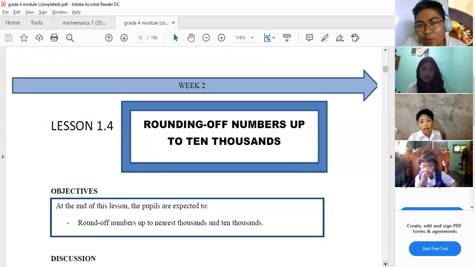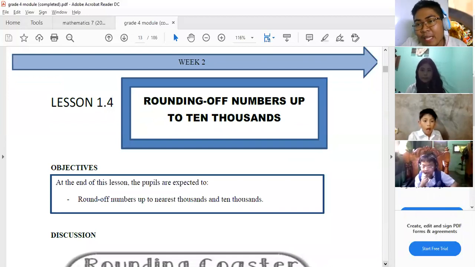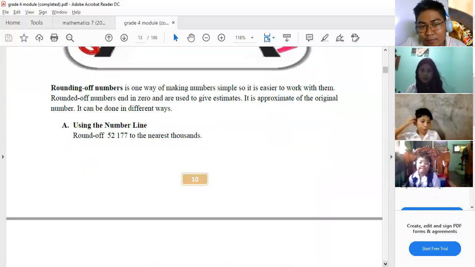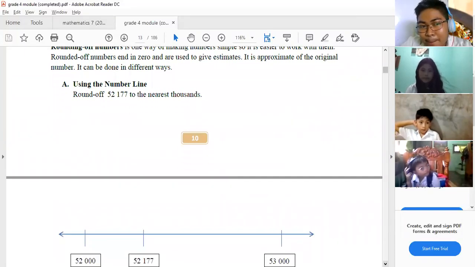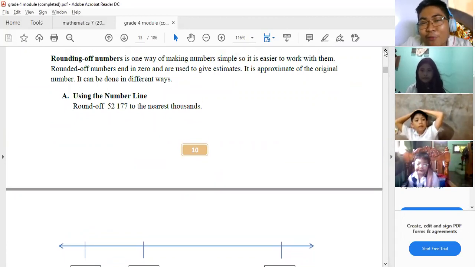Let's go now to rounding off numbers up to 10,000. Rounding off numbers is one way of making numbers simple, so it is easier to work with them. Rounded numbers end in 0 and are used to give estimates. It is an approximation of the original number, and it can be done in different ways.